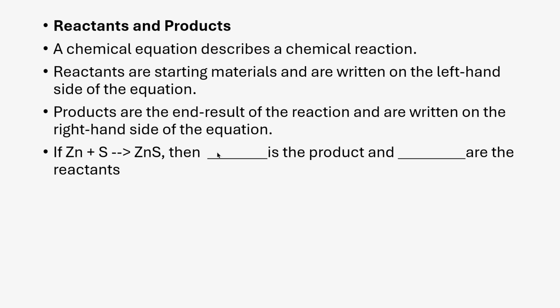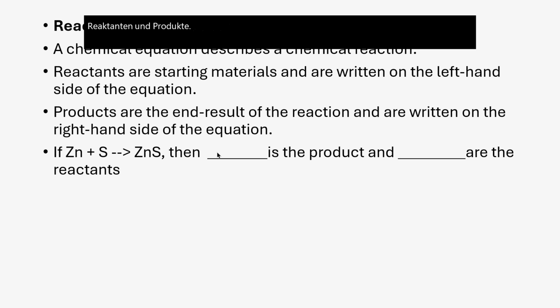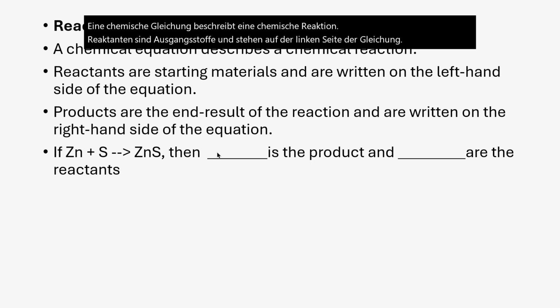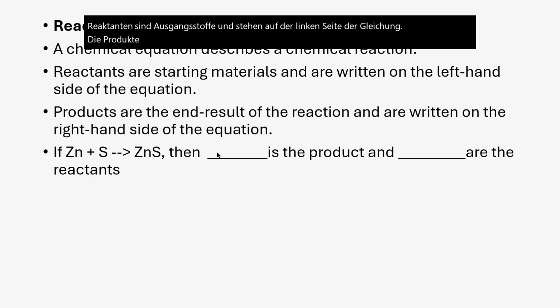Reactants and products. A chemical equation describes a chemical reaction. Reactants are starting materials and are written on the left-hand side of the equation. Products are the end result of the reaction and are written on the right-hand side of the equation.